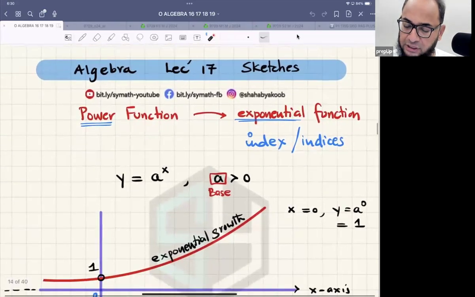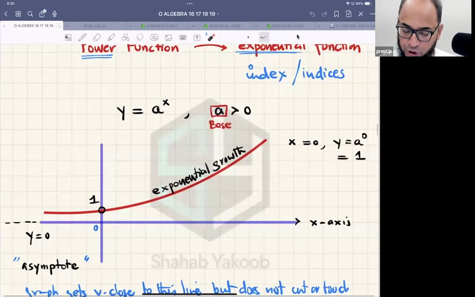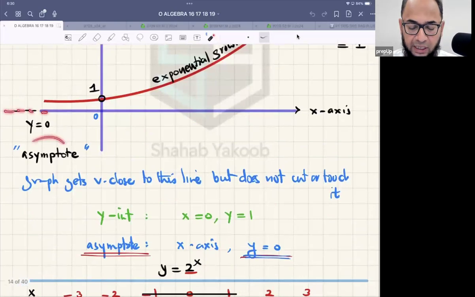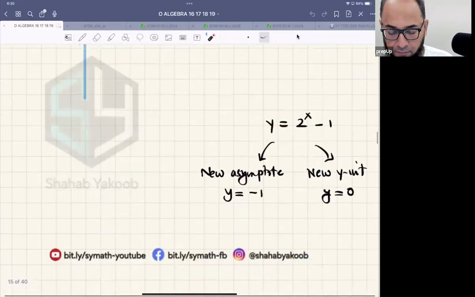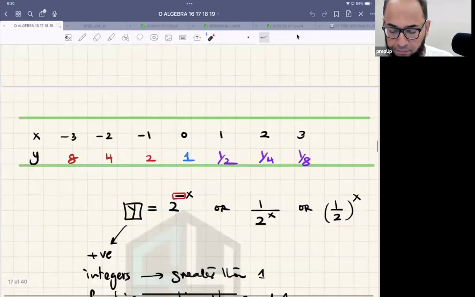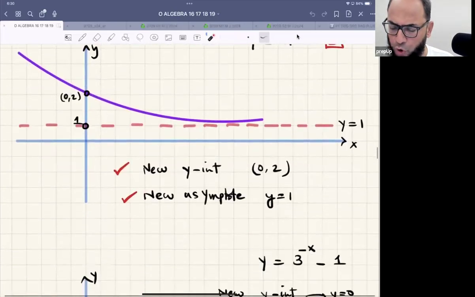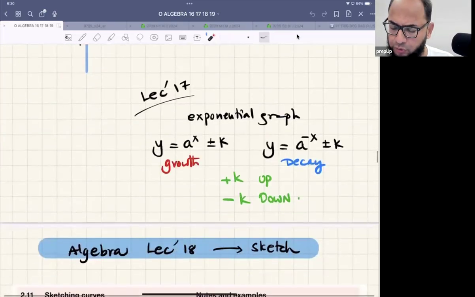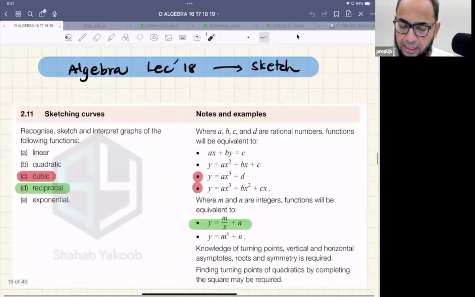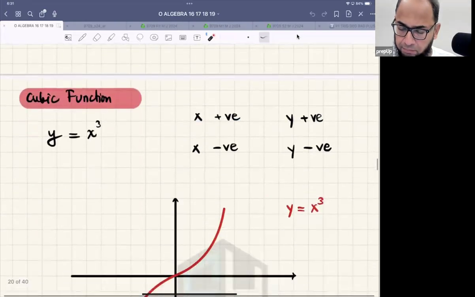And then in lecture 17, we again went to power functions. Now this is the horizontal asymptote. It gets very close to this, but does not actually touch it. And then I think this lecture was kind of short, maybe because of some technical issues. So that's a very short class. Lecture 18, that was last time.